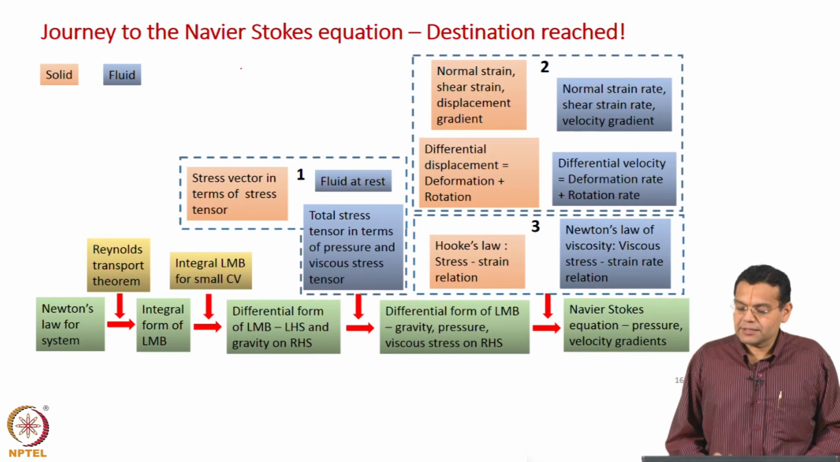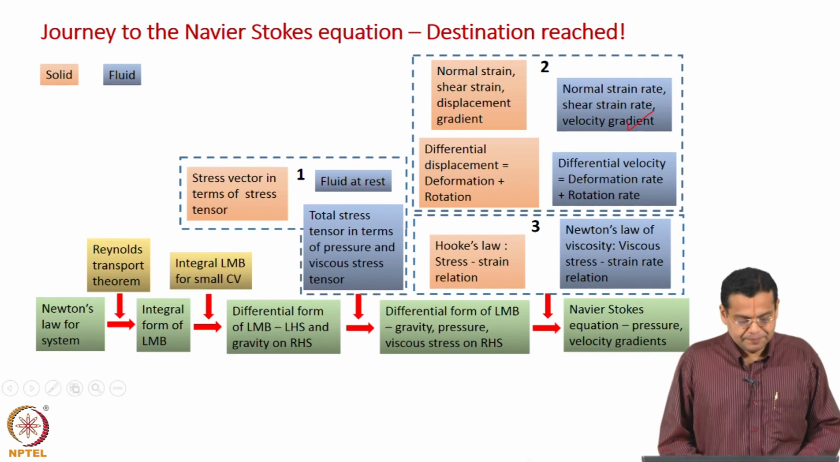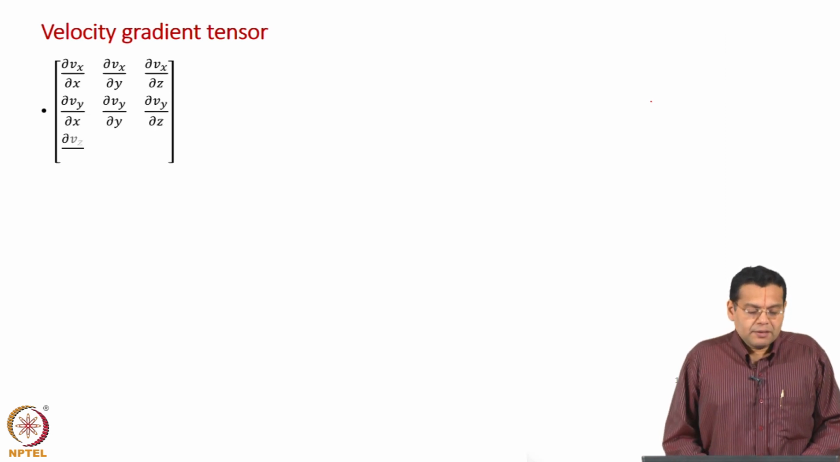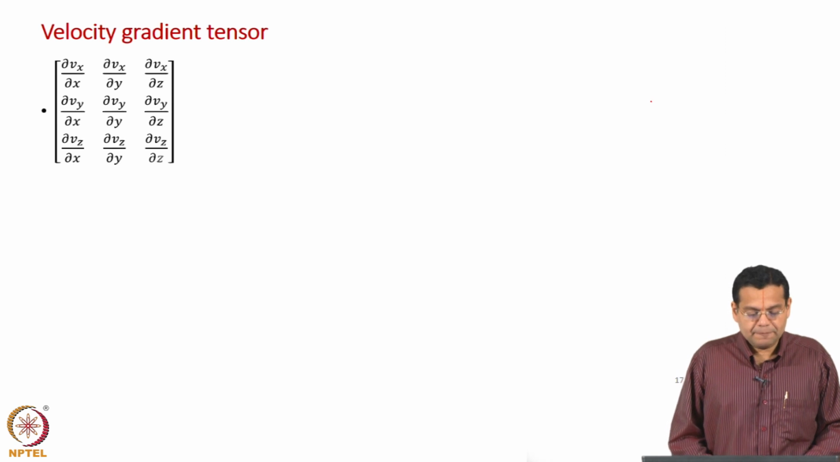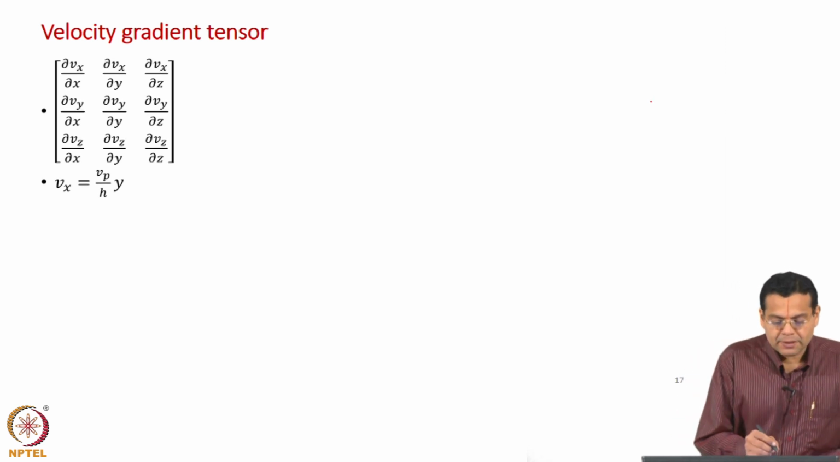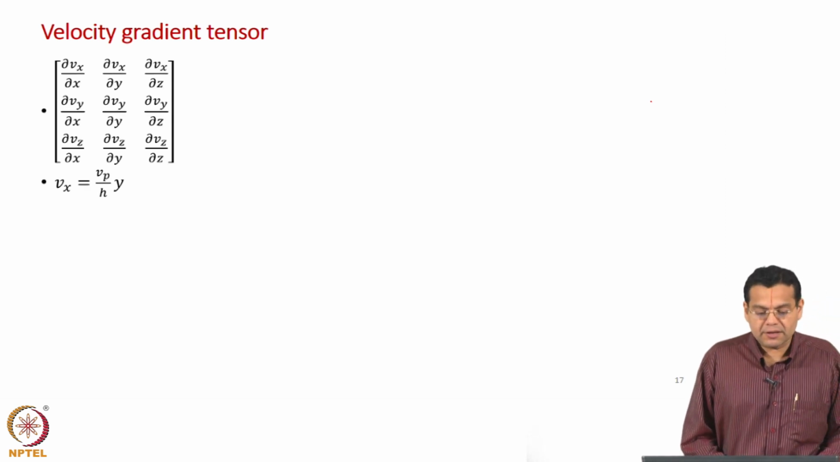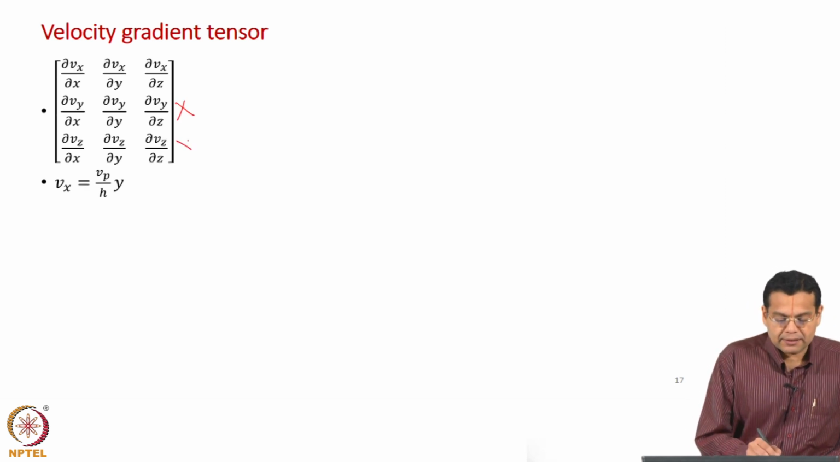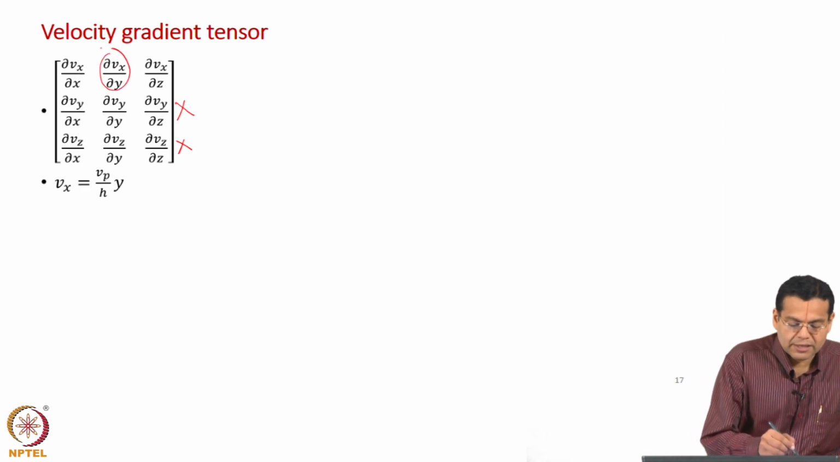Now, what did we do next? We discussed strain rate and introduced the velocity gradient tensor. Now we can evaluate it, because we know the velocity profile V x equals V p by h into y, which means I can evaluate the components of the velocity gradient tensor. Only V x is a non-zero velocity component, so there is no element in the second and third rows. In the first row, V x varies with y only, so this alone has a non-zero value.